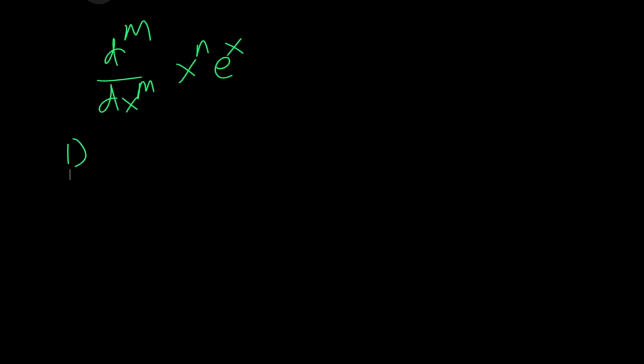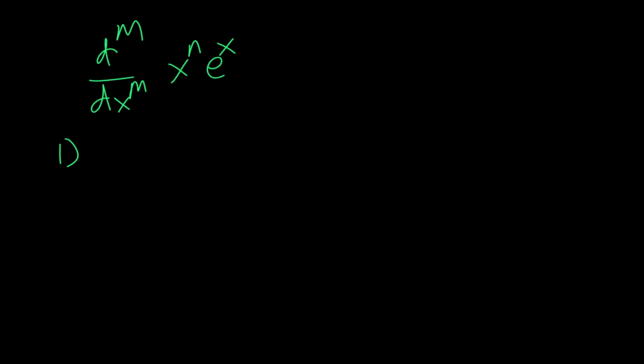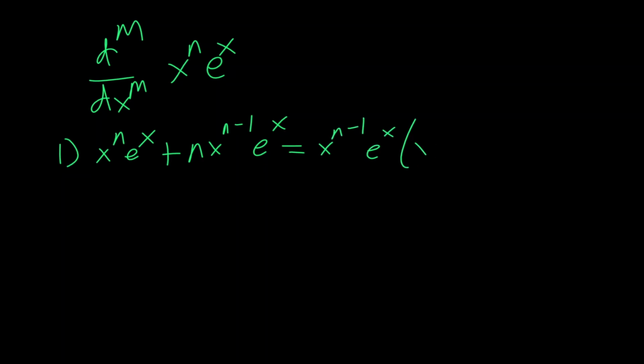So the first derivative would be, well, it's just going to be product rule, right? So we have x to the n times e to the x, plus n x to the n minus 1 times e to the x. And factoring out e to the x times x to the n minus 1, it's a mouthful, what we end up getting is x to the n minus 1, e to the x, times (x plus n).